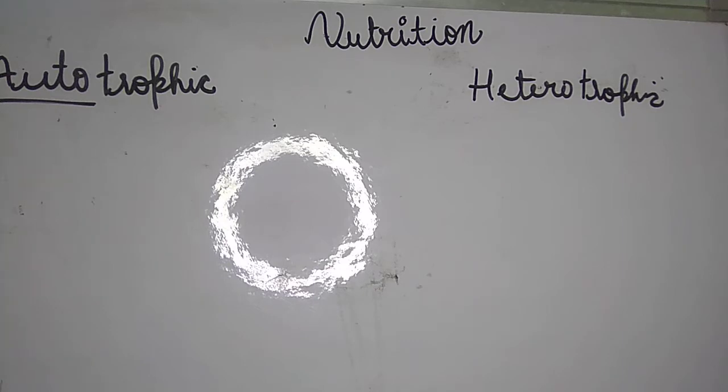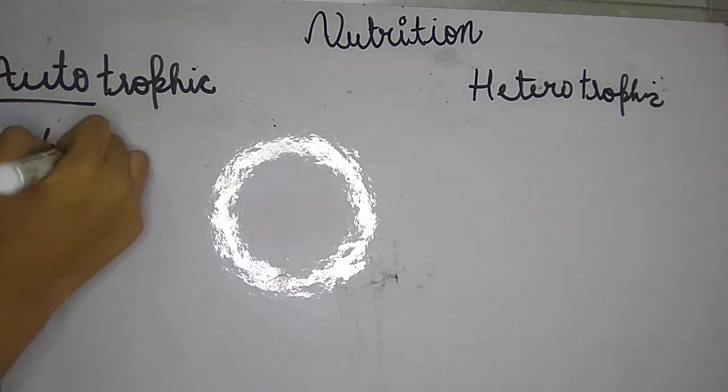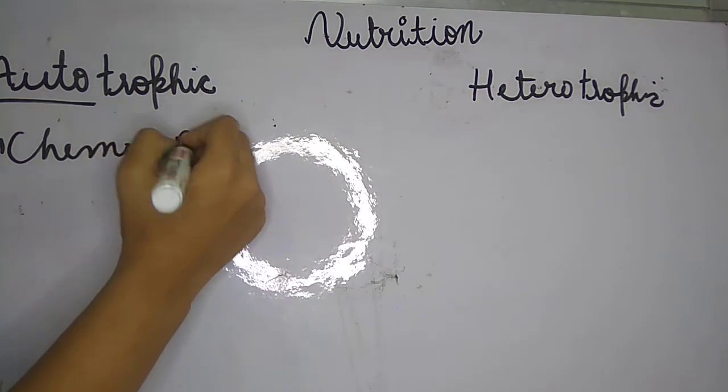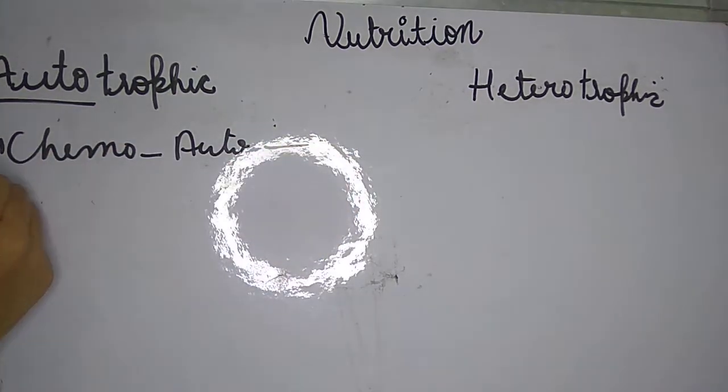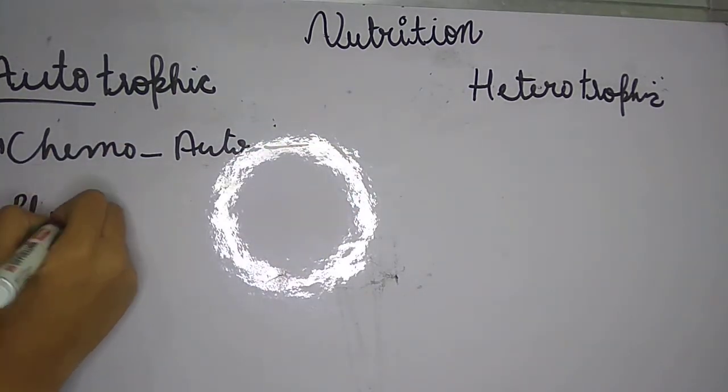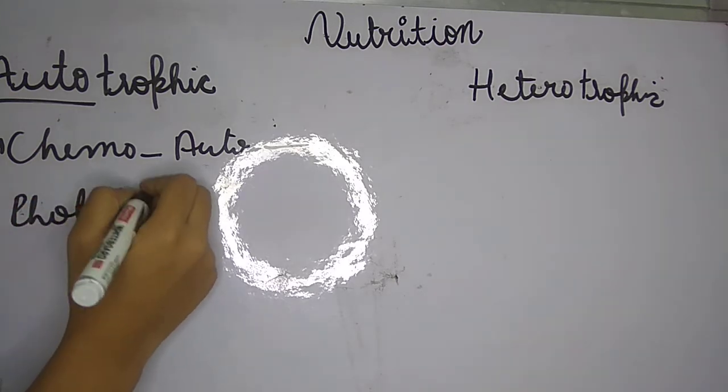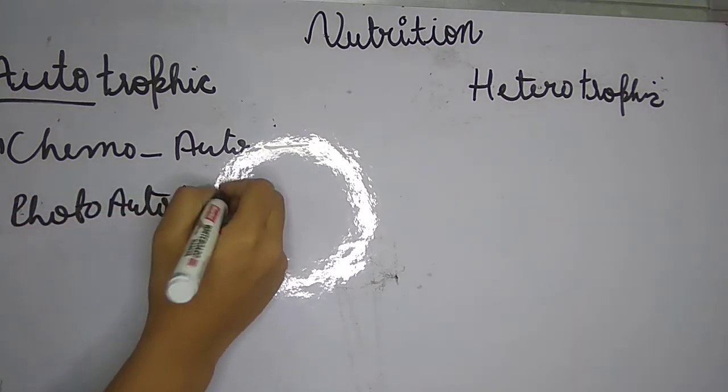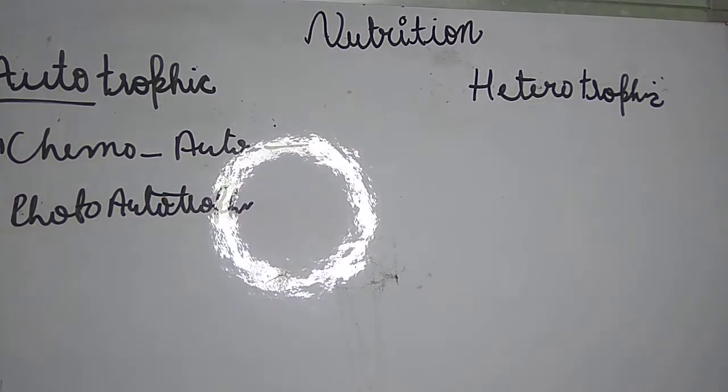Autotrophic is again of two types, chemoautotroph and photoautotroph. In chemoautotroph nutrition, the organisms make their food with the help of chemicals, for example iron bacteria, nitrifying bacteria. But in photoautotrophic nutrition, the organisms make their food in the presence of sunlight, like plants.